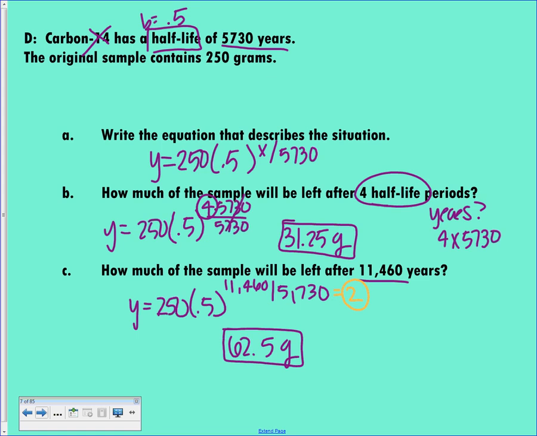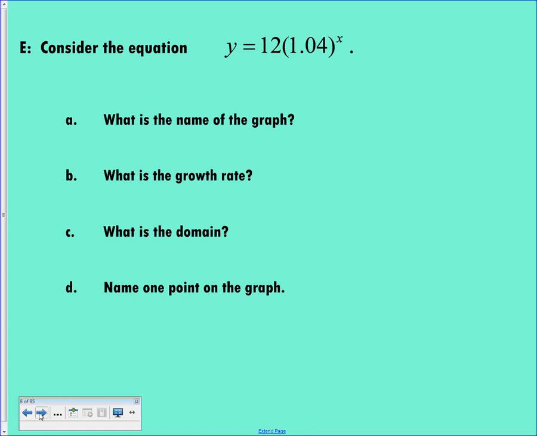So the hardest part about these is reading your words carefully. Just read carefully. Part E gives us an equation, and we want to know the name of the graph. I have an a value, I have a b value, and I have to the x. And I notice that my b value is bigger than 1, so that makes this exponential growth.